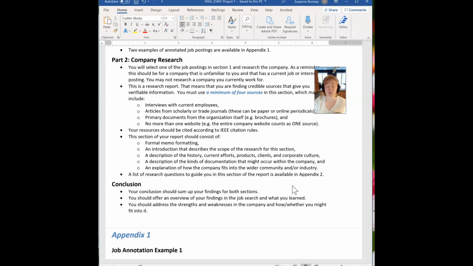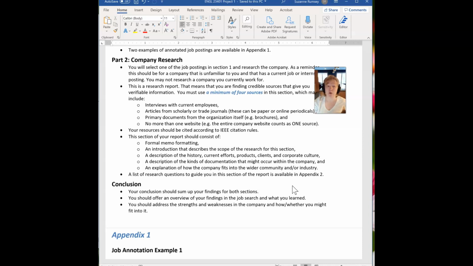You might use several different URLs for it, because you look at the company history, you look at the company culture, you look at the company products. That still counts as a single source, okay? The other things you can add would be interviews with current employees. Perhaps it's some local company and you happen to know someone, or you could simply call the secretary or receptionist at that company and say you're interested in interviewing someone.